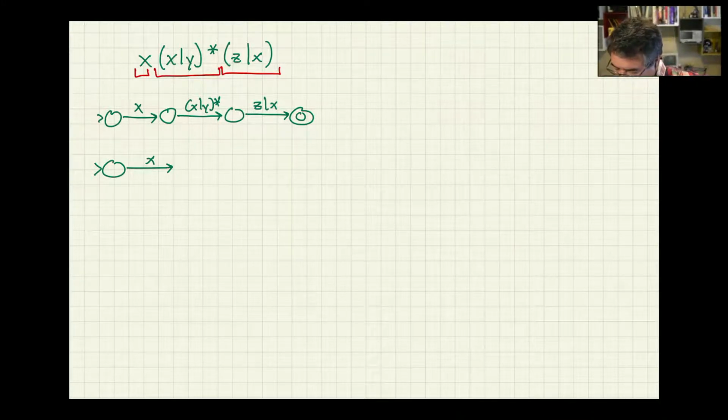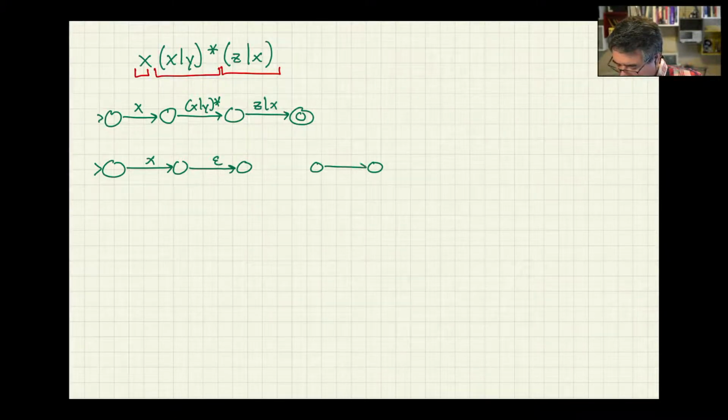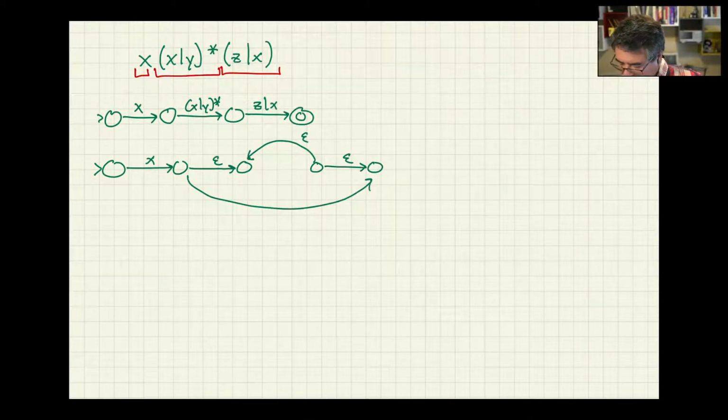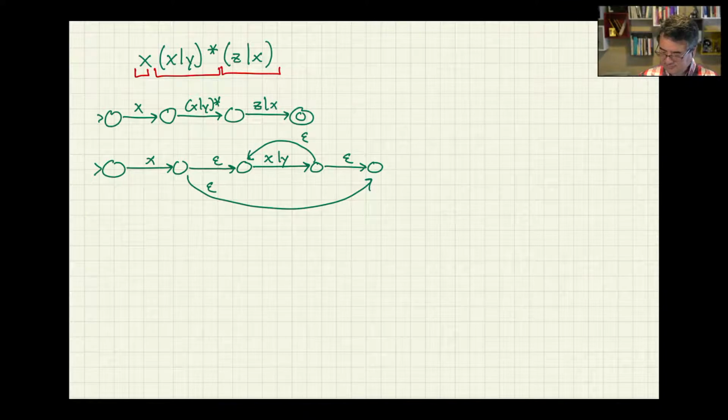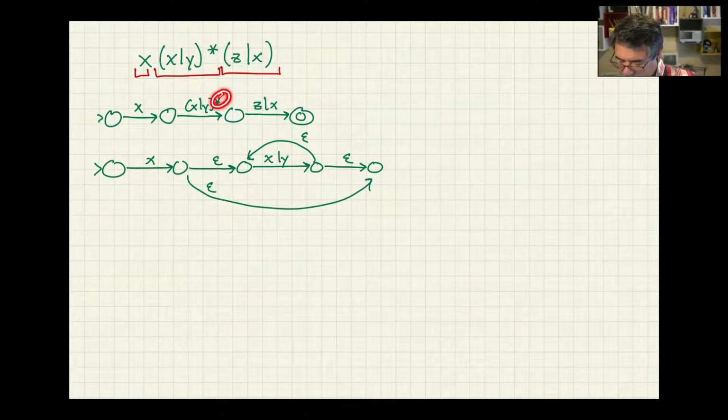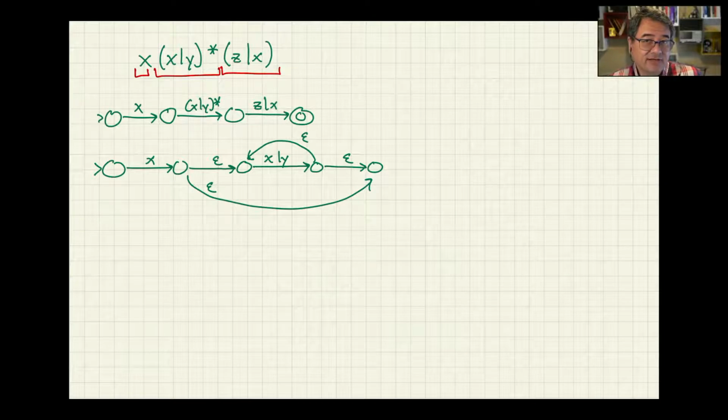So this one here in the middle, this is the star construction. So it's going to expand out to be these 4 states. We've got an epsilon here, an epsilon here, one that goes back, one that goes forward, and then in the middle, I've got X or Y. So what I did was I just took the star and I basically converted it into the star construction, which is this here, and right in the middle, I just put whatever the star was modifying.